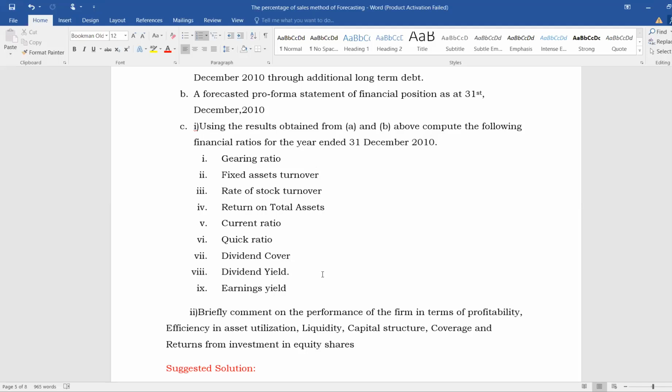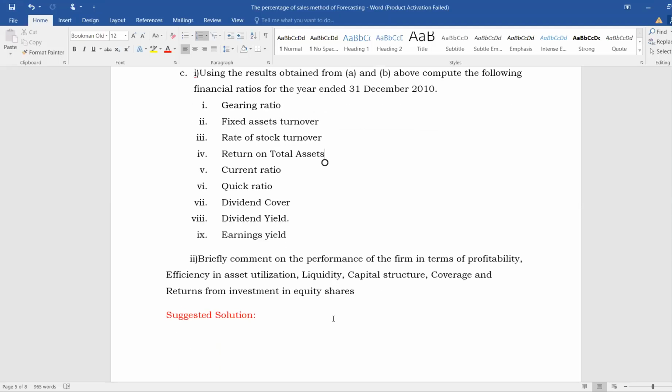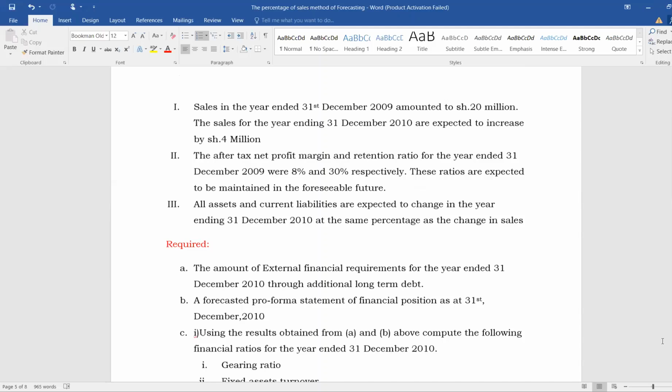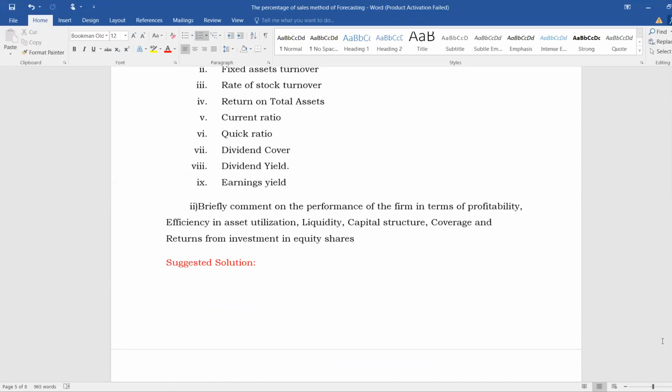If there is no formula, too bad. Formulas, please have them on your fingertips. Briefly comment on the performance of the firm in terms of profitability, efficiency, asset utilization, liquidity, capital structure, coverage, and returns from investment in equity shares. That question is looking good now. It looks a complete question.